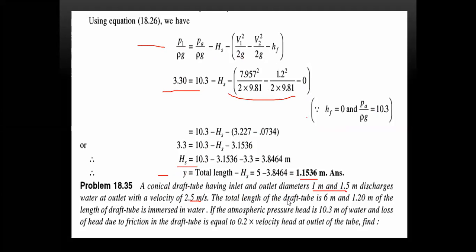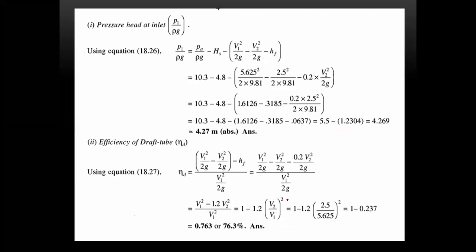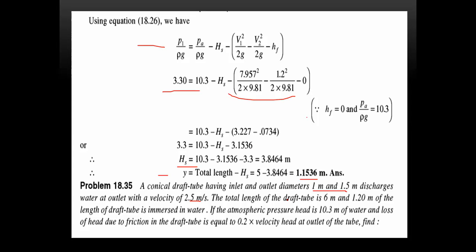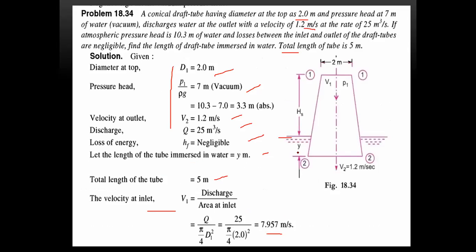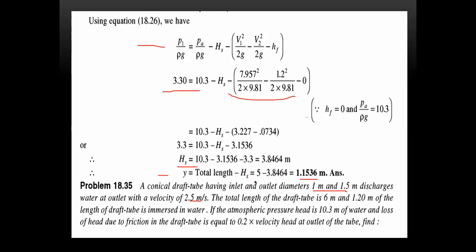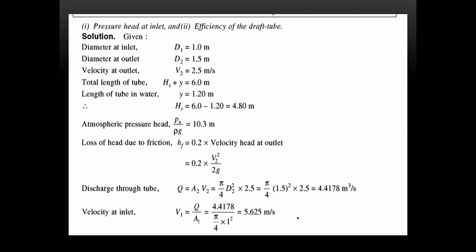How much is immersed? That is 1.2 meter of length of the draft tube is immersed in the water. That is, if this is the water ground level, the question gives how much has been immersed inside, 1.2. So these are the things. Then what is to find? To find the pressure head at the inlet and the efficiency of the draft tube.